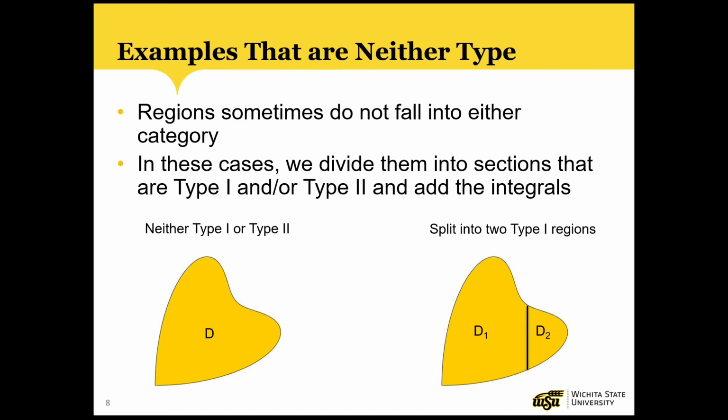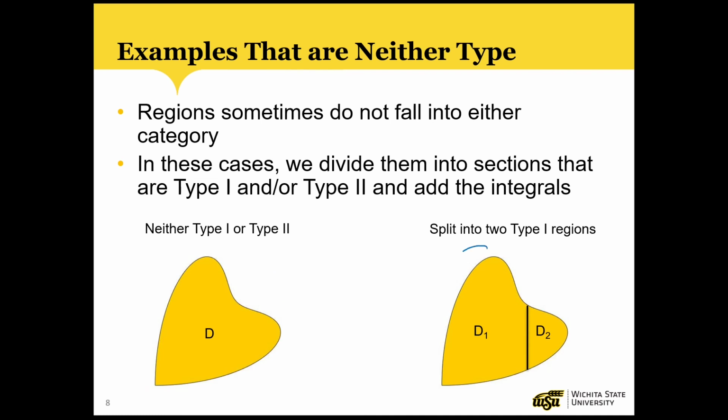Now, sometimes it happens that our regions do not fall into either the type 1 or type 2 category. If we look at this example D here, kind of a lopsided heart shape, there isn't a clear distinction between what would be a continuous function for the top or a continuous function for the bottom or the left and right sides, as we saw clearly for our previous type 1 and type 2 examples.